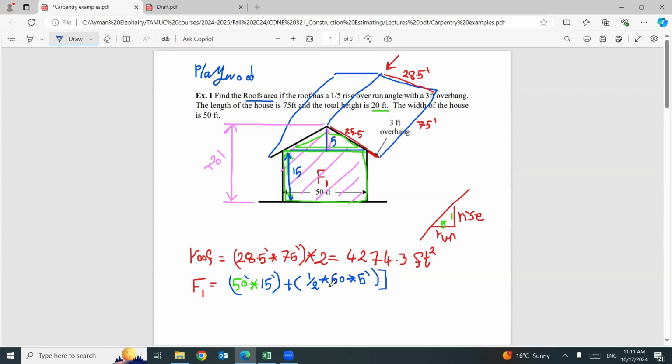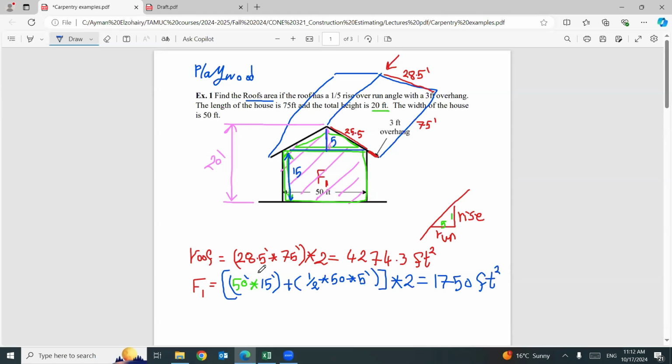If you add them together, you can find out the area of one face, this face. If you multiply it by 2, because we have another face on the other side, you can get the total surface area of the two faces. So 50 by 15 plus half times 50 times 5, all of them times 2 equals 1,750 square feet.